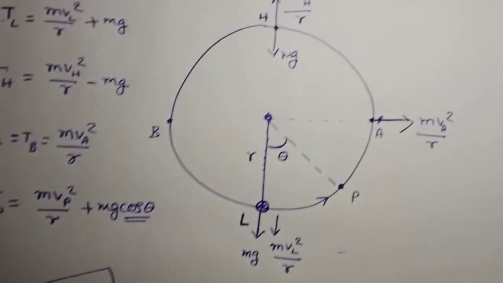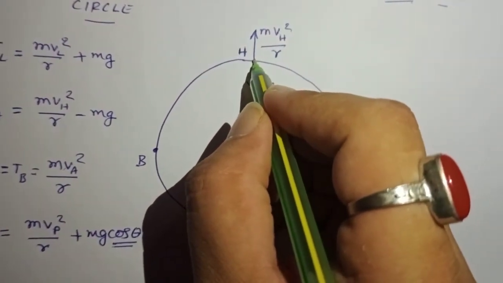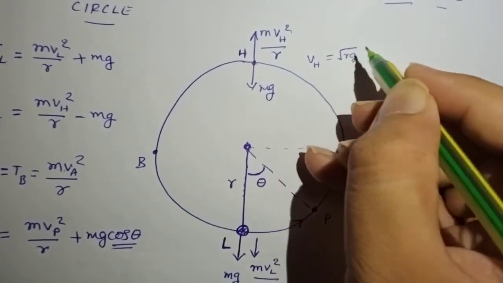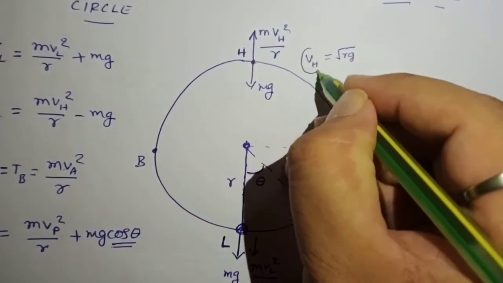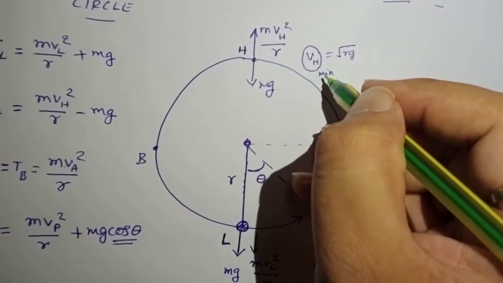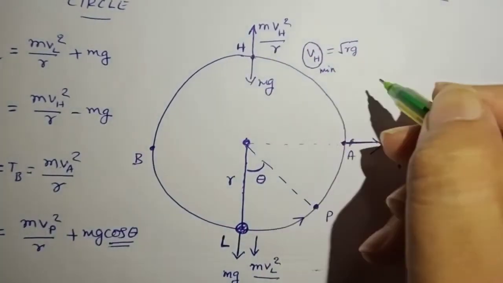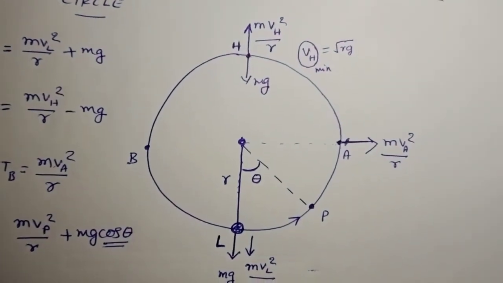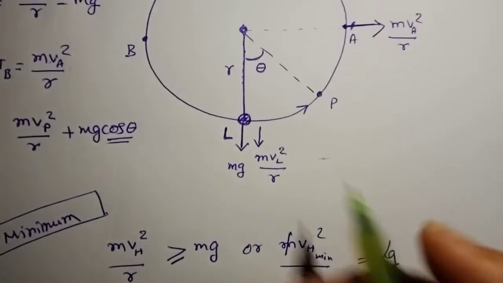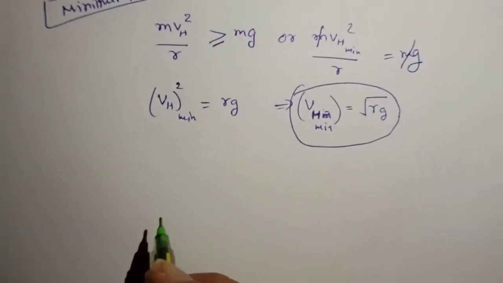What does it mean? When a particle is moving in a vertical circle, if the velocity of the particle at this point is root rg or more, then the particle will successfully complete a vertical circle. So the minimum velocity a particle should have at the highest point so that it completes a vertical circle is equal to square root of rg. Similarly, we can calculate the minimum velocity required at the lowest point using the law of conservation of mechanical energy.